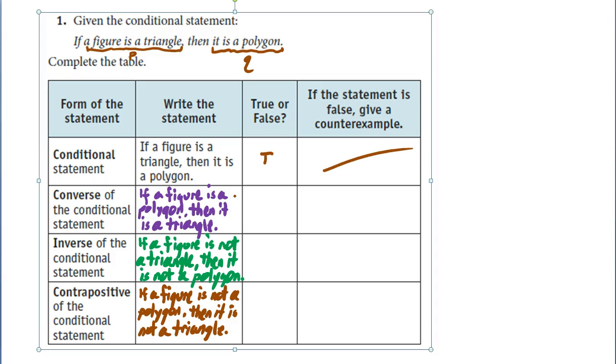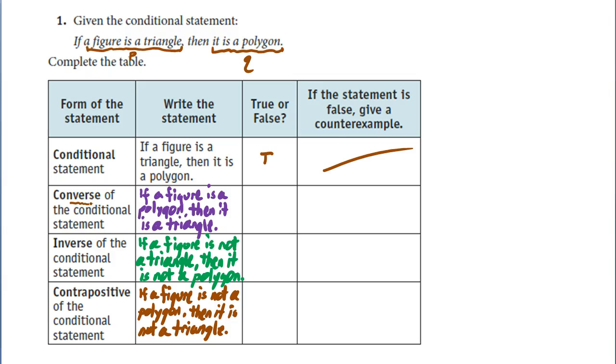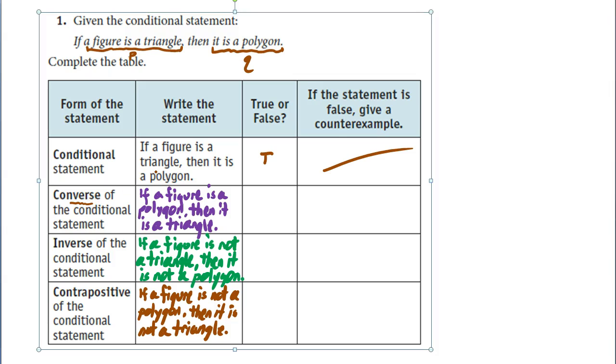We don't need to do that. Okay, now let's take this original conditional sentence and create its converse. To create the converse, we interchange the hypothesis and conclusion. So, if a figure is a polygon, then it is a triangle. We've interchanged this idea about being a triangle with being a polygon.